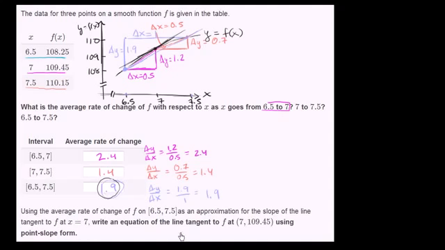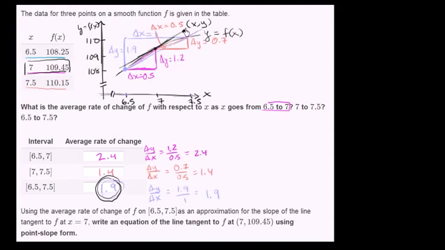They say write an equation for the line tangent to f at 7, 109.45 using point slope form. So it's going to be a line, we're going to use this as an approximation for slope, and it's going to contain this point. The tangent line touches the curve at this point. And so point slope form, just as a reminder, it's just another way of saying that every point x comma y on this line, if we were to find the change in x and change in y relative to this point right over here, it's always going to have a constant slope.